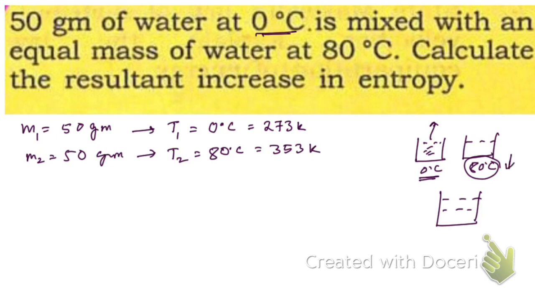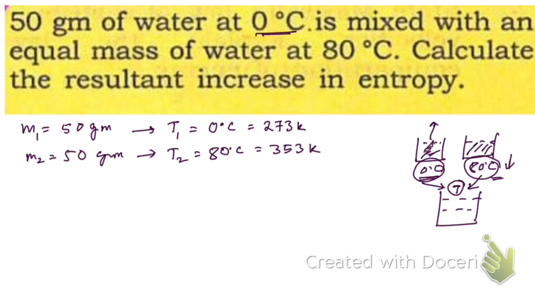And let me consider the change in temperature of the water in the cup which is at 80 degrees. That means after mixing this water, the equilibrium temperature at which the equilibrium occurs, suppose that is T. So the temperature of 0 degrees Celsius is raised to T, and the other is dropped to T. Okay, let me consider it that way.